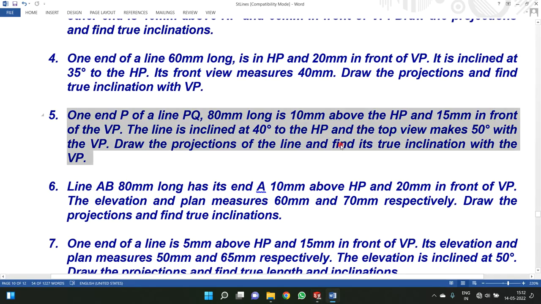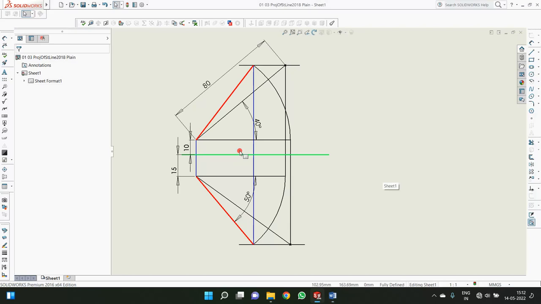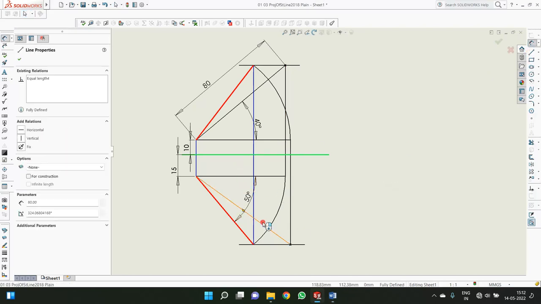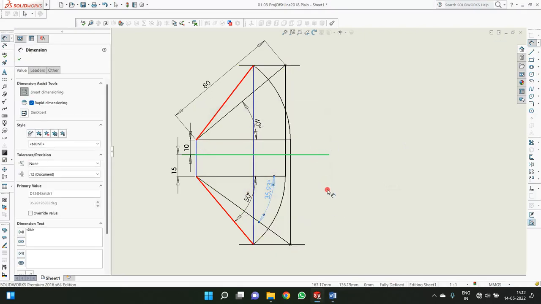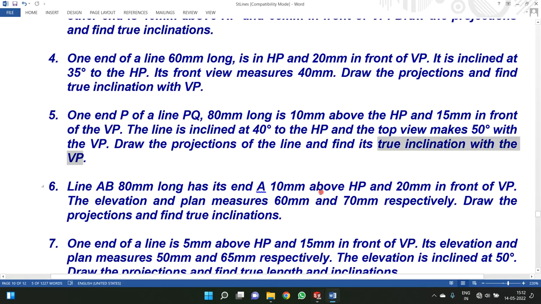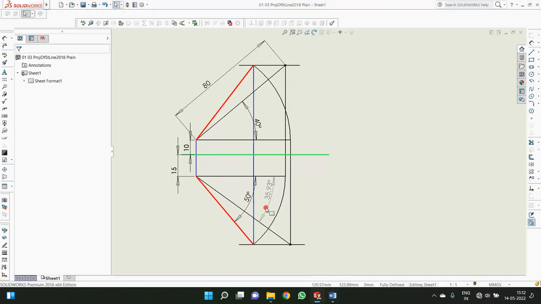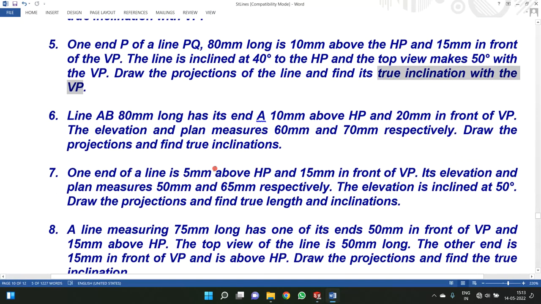Apart from that, you have to find out the true inclination with VP. So this is the true inclination with VP, phi. Phi is 35.9, that is 36. So this is the solution for the fifth problem. Okay. Now let's see the sixth problem. For that, I want to delete all this.